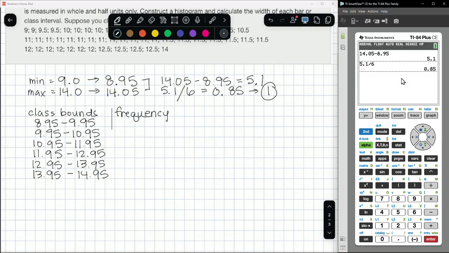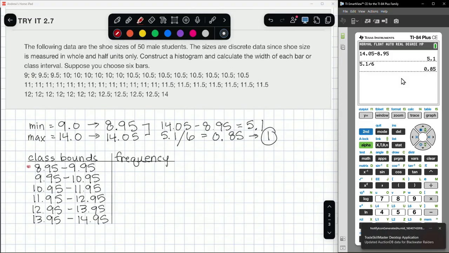Now all I have to do is go back through my data and count the number of data values in each. And when I do this, I like to color code. So I'm going to grab my highlighter. I'm going to do the first in red. So up to 9.95 would be the 9s and the 9.5s. So 1, 2, 3, 4.